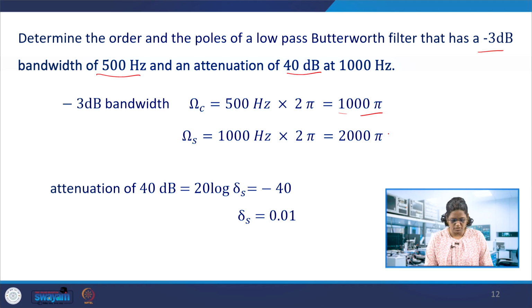So the attenuation is given as 40 dB. So 20 log del s, that is the stop band ripple, is minus 40. So del s comes out to be 0.01. At least, the attenuation needed at this point is 40 dB.